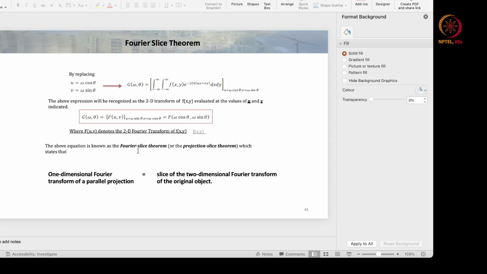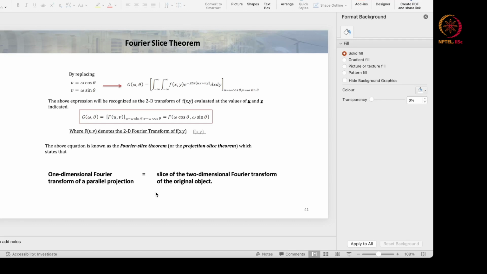The above equation is known as the Fourier slice theorem or the projection slice theorem, which states that the 1D Fourier transform of a parallel projection is equal to the slice of the 2D Fourier transform of the original object, because you are evaluating it at a certain u and v. Understand this, F(u,v) is the Fourier transform of f(x,y). So F(u,v), evaluated at a certain value of u and v, is a slice of the two-dimensional Fourier transformation of the original object.